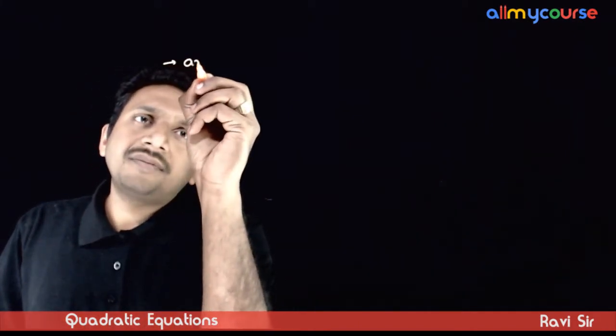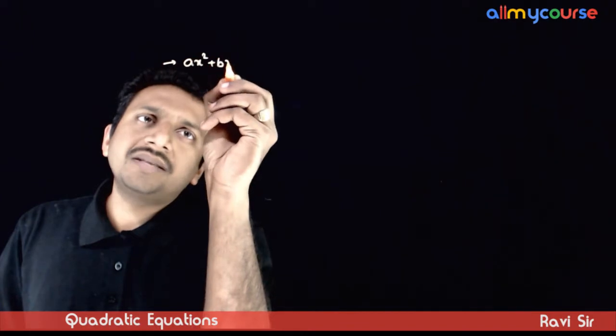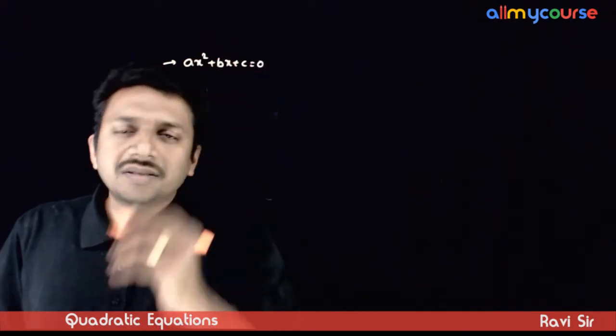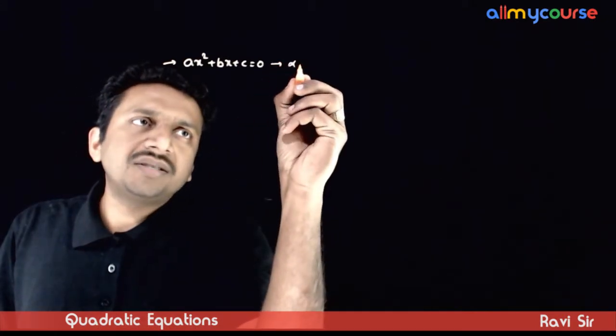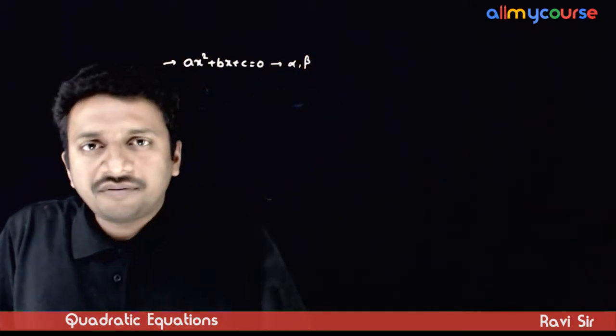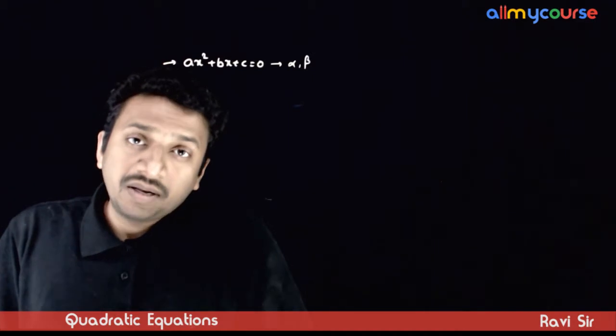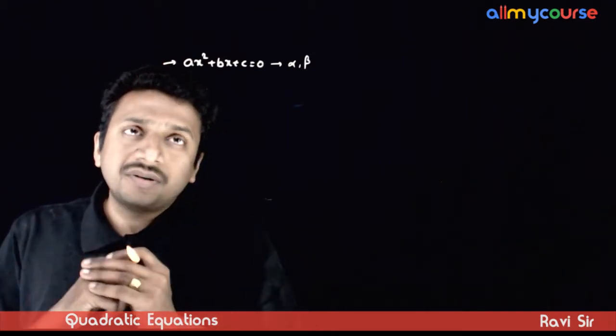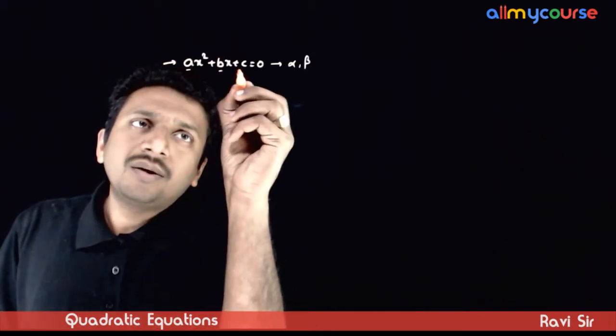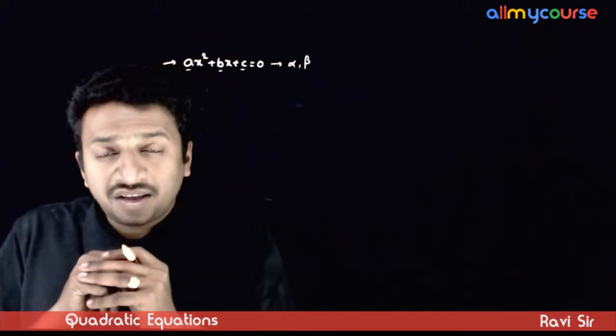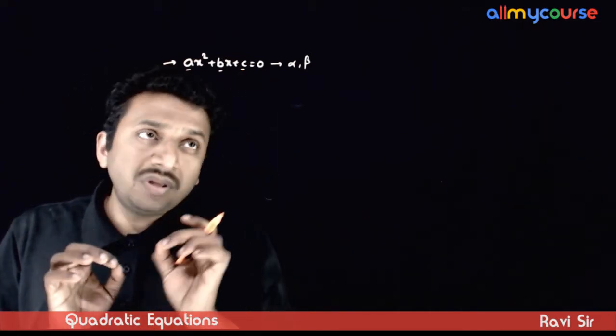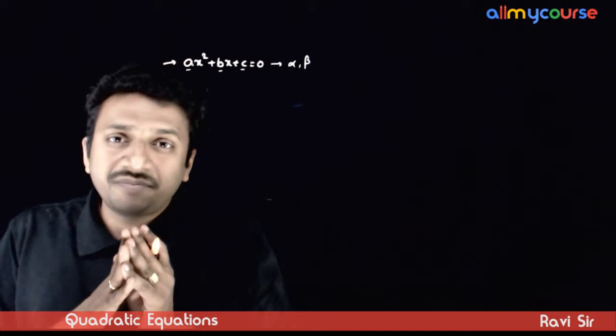So if you have a quadratic equation ax square plus bx plus c is equal to 0, we know that this equation has two roots alpha and beta. Now, what is the condition that the coefficients have to satisfy for both these roots to be positive?